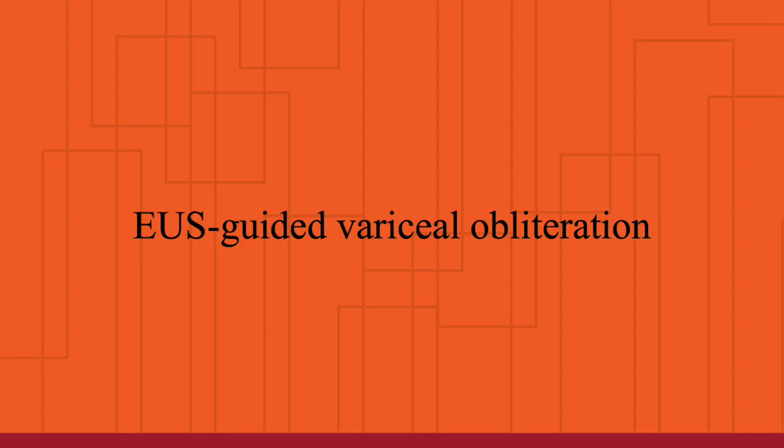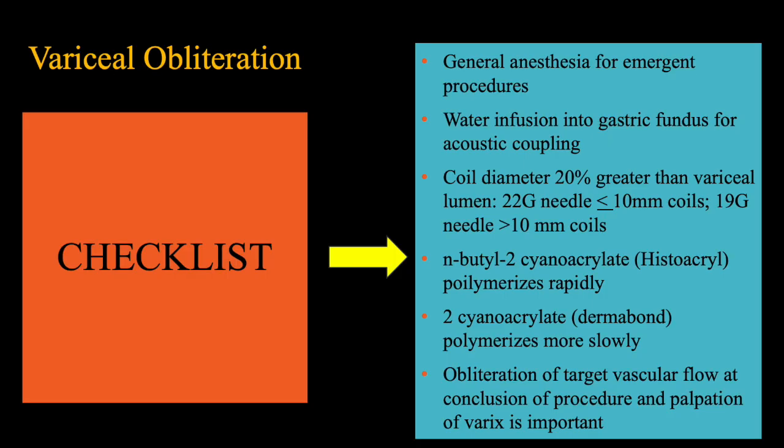In this section, we will outline the concept and technique of EUS-guided variceal obliteration. Although not proven in randomized trials, it has been suggested that the combination of EUS-guided coil placement and glue injection is superior to endoscopic glue injection alone. We recommend general anesthesia for variceal obliteration as brisk bleeding will require intubation of the patient.